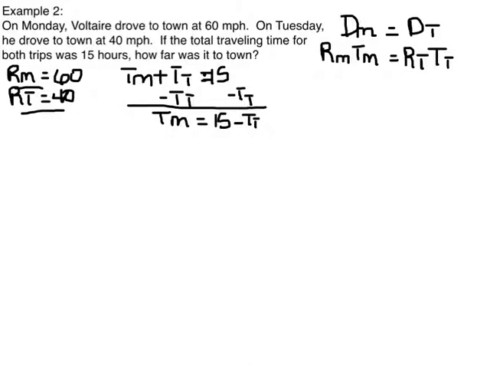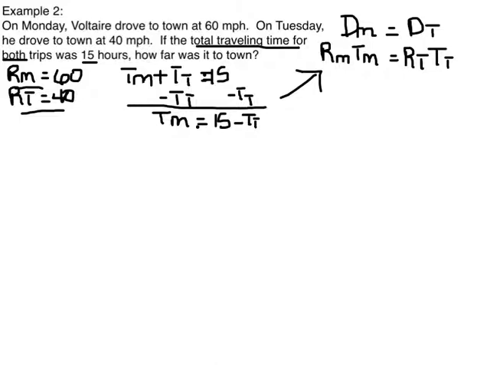And what do we know about the time? We know that the time of Monday plus the time of Tuesday is equal to 15. The total driving time for both was 15. Okay, so TM plus TT is equal to 15. Now, so that I can have something I can substitute into this equation over here, I'm going to subtract TT from both sides, and I'm going to get TM is equal to 15 minus TT.